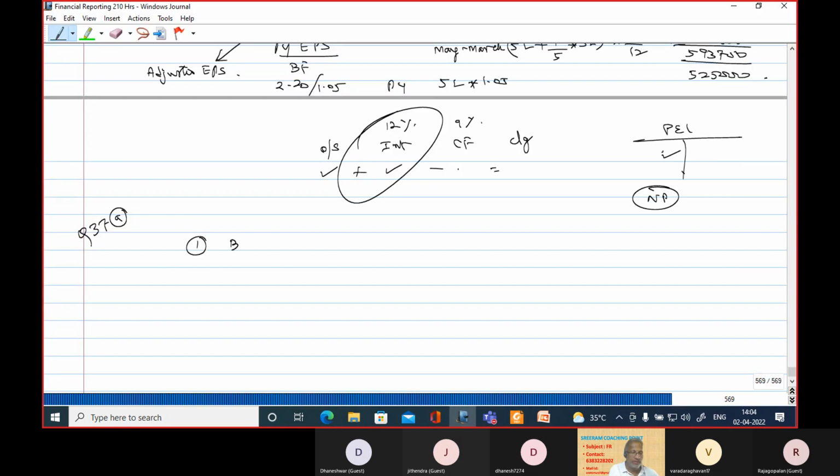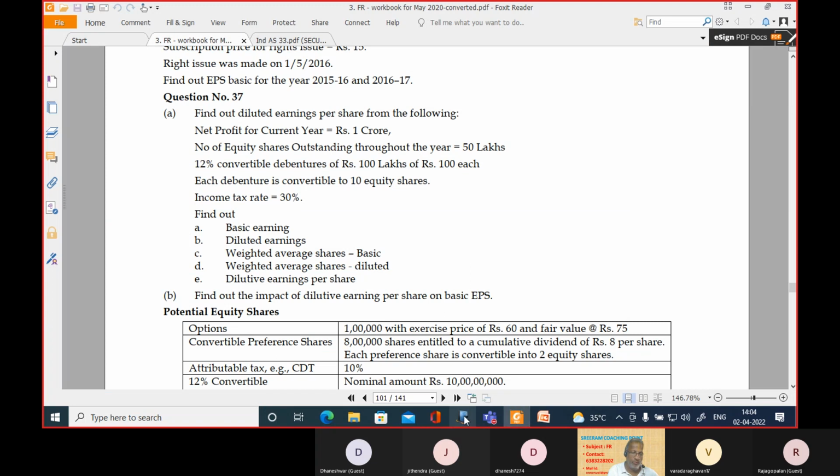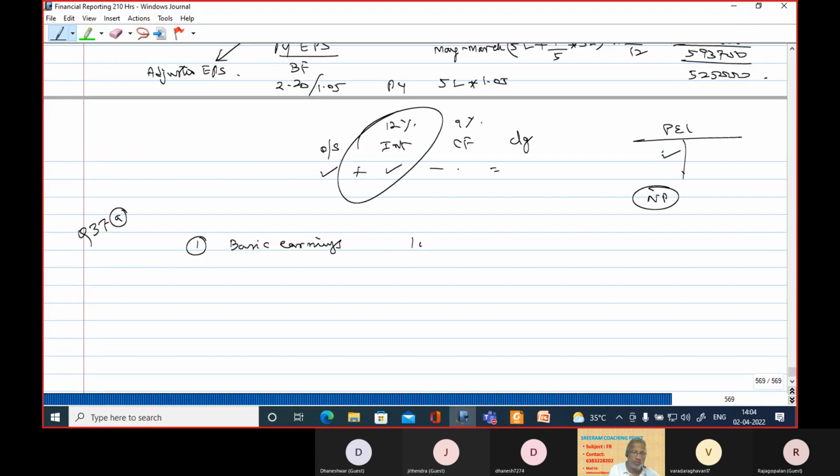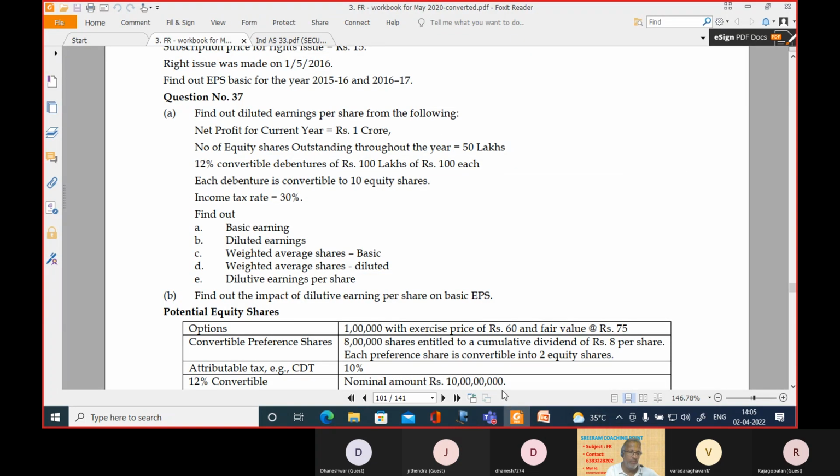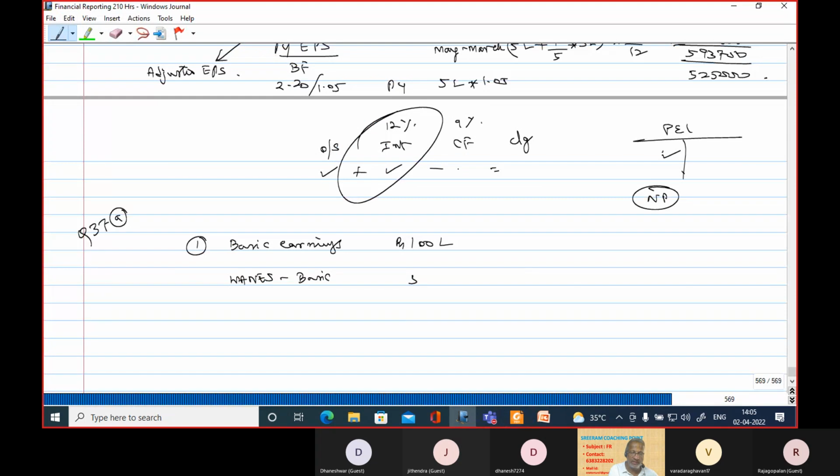Number 1, basic earnings ₹1 crore. Basic weighted average number of equity shares: 50 lakhs. Basic EPS ₹2.